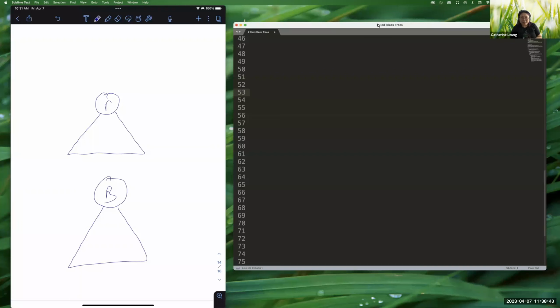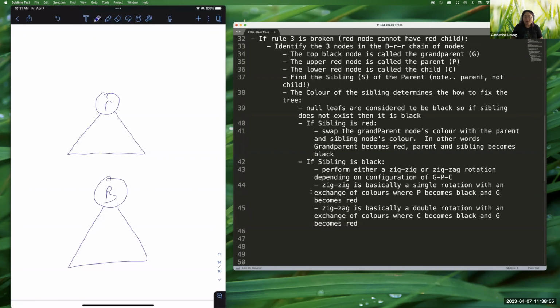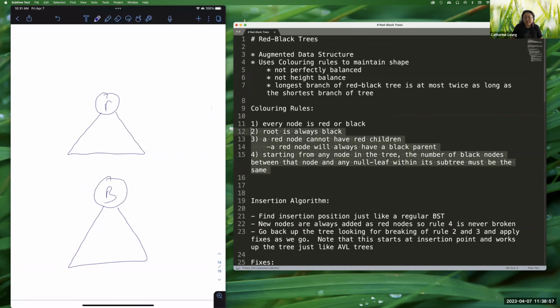Hi everyone, so this is the third video in the red-black tree video set. Now in this video, I'm just going to go over why the fixes that we do are going to guarantee that I don't break any of my 4 rules. So as you recall, the 4 rules of a red-black tree are these 4 right here.